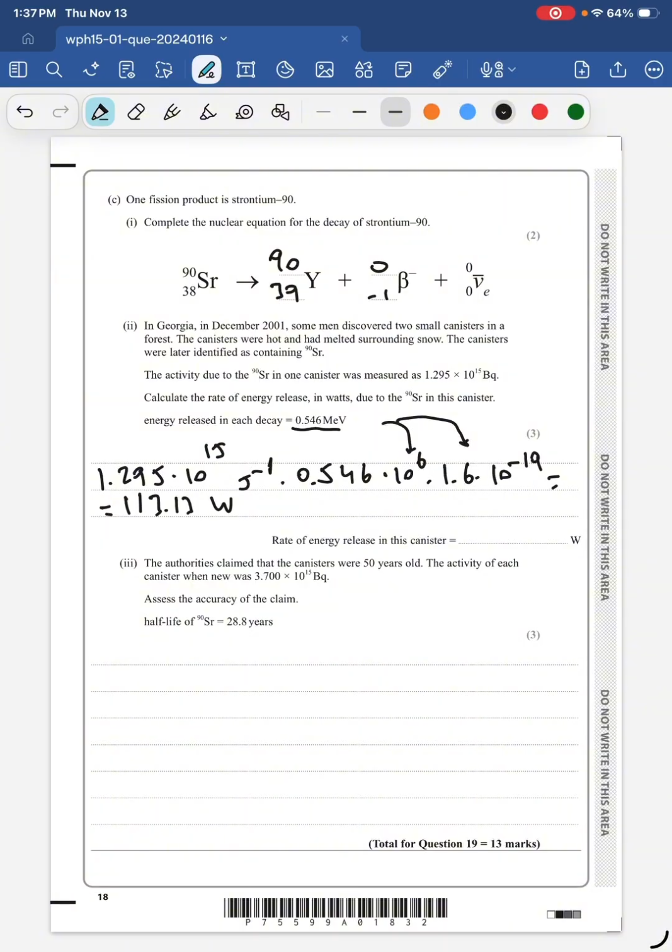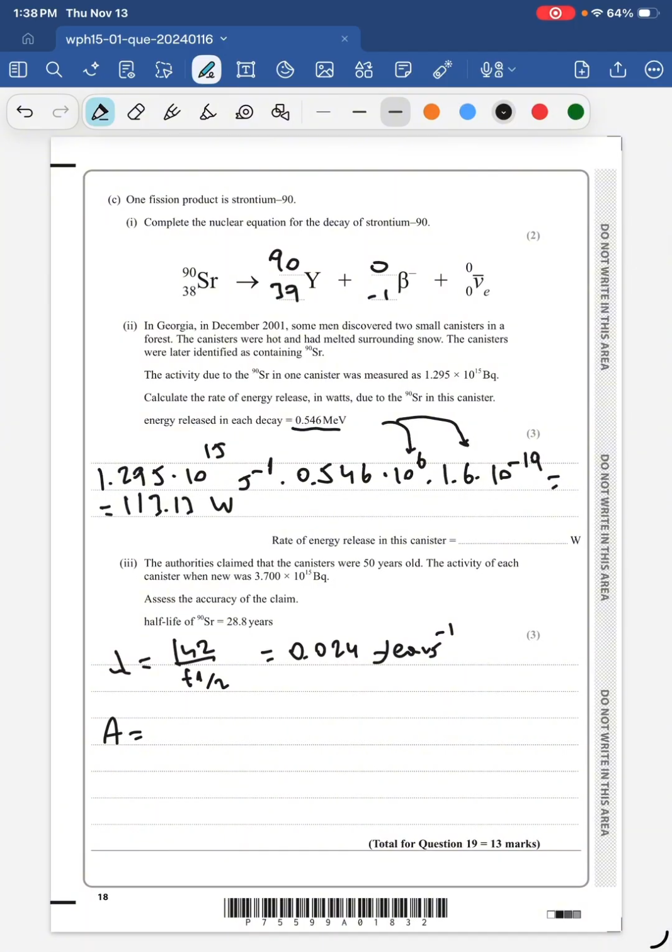The authorities claim that the canisters were 50 years old. The activity of each canister when new was 3.7 times 10 to the 15 becquerels. Assess the accuracy of the claim, and they give us the half-life of strontium. Okay, recall that if we have the half-life, we can find the decay constant using ln of 2 over t 1/2, the half-life. So in years, this is 0.024 years to the -1. Okay, this is an unusual kind of unit to use, I know, but okay, let's work with it.